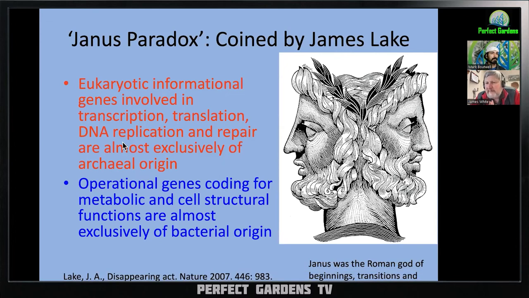In fact, this has been called the Janus paradox, coined by James Lake. The Janus paradox means there are two faces, and it is named for the Roman god of beginnings, transition, and endings. This is the symbol, the two faces. So you have the bacterial, prokaryotic face of the eukaryote, the eubacterium, and then you have the archaeal face from the initial host, and you have both. And so we are the result of this continued internalization of genes coming from bacterial sources, typically prokaryotic sources, that end up in us and plants and fungi. It's fascinating when you think about it.